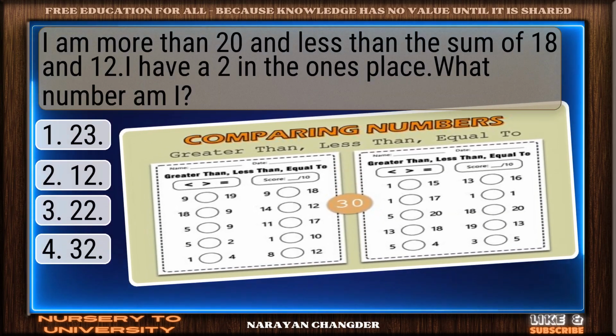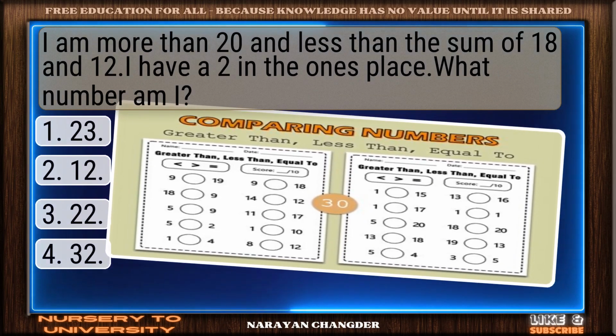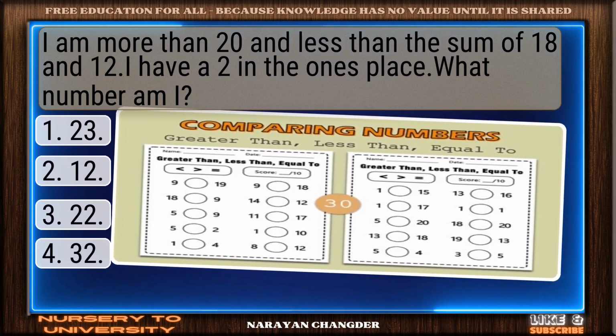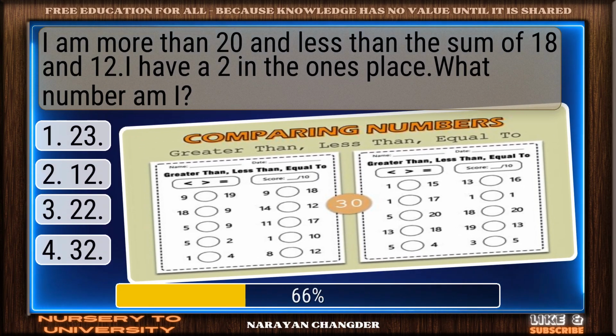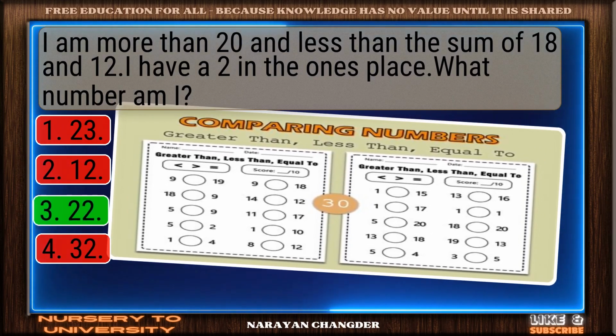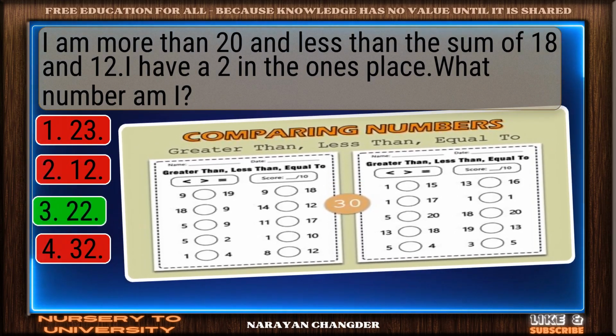I am more than 20 and less than the sum of 18 and 12. I have a 2 in the ones place. What number am I? Correct response. 22 is the most accurate answer.